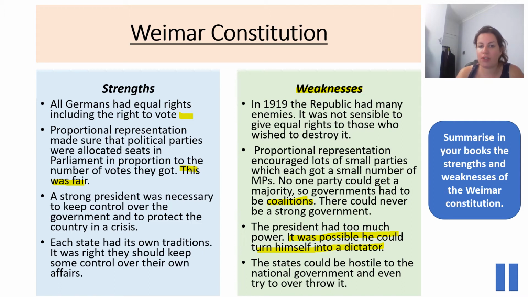So just in your books, you can copy this table if you want, or just summarise it in your own words. But can you just pause and have a go at summarising the strengths and the weaknesses of the Weimar Constitution? You can go back a little bit if you want and maybe make a rough guide of the diagram of the Weimar Constitution to help you as well.